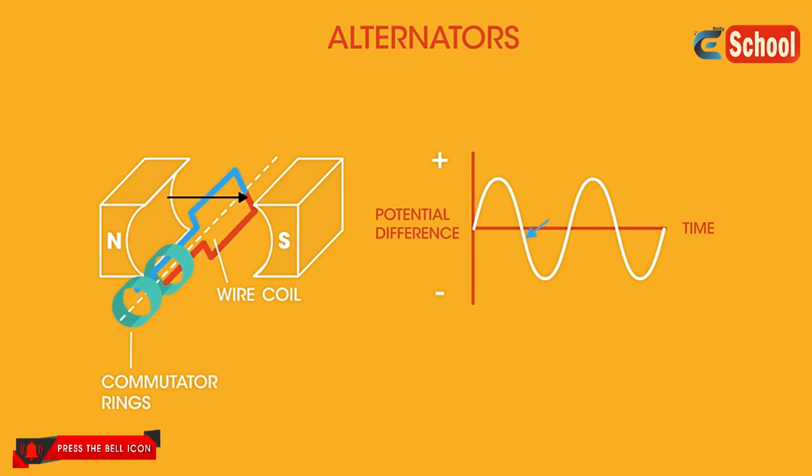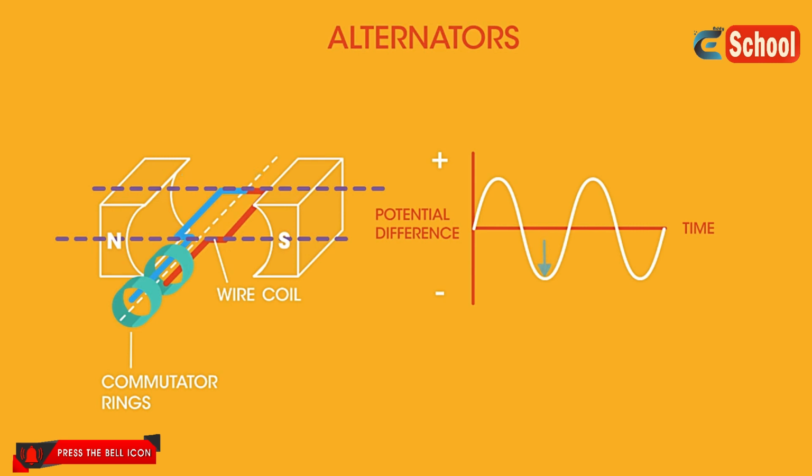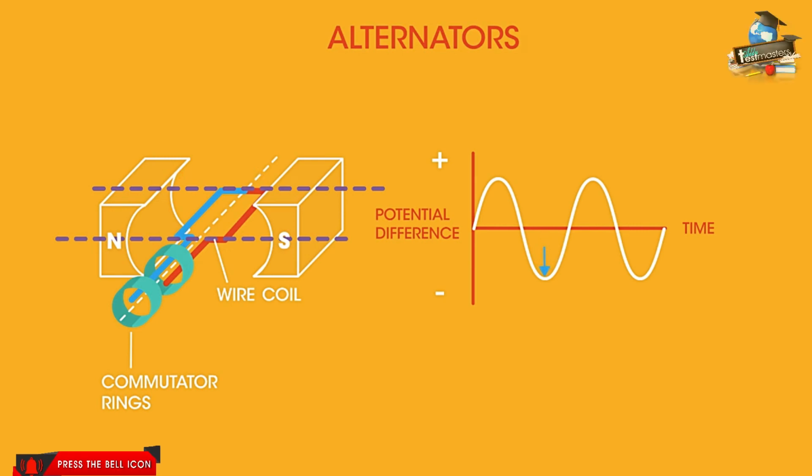As the wire coil keeps moving around and starts cutting the magnetic field again, we get a potential difference once more. Because the two sides of the coil are now moving in the opposite direction to what they originally were, so the blue wire is now moving down and the red wire is now moving up, the potential difference has reversed direction. It's now negative. Hence we have alternating current.